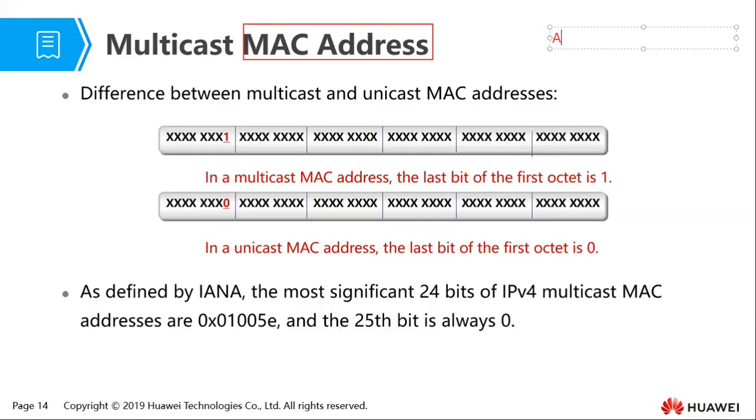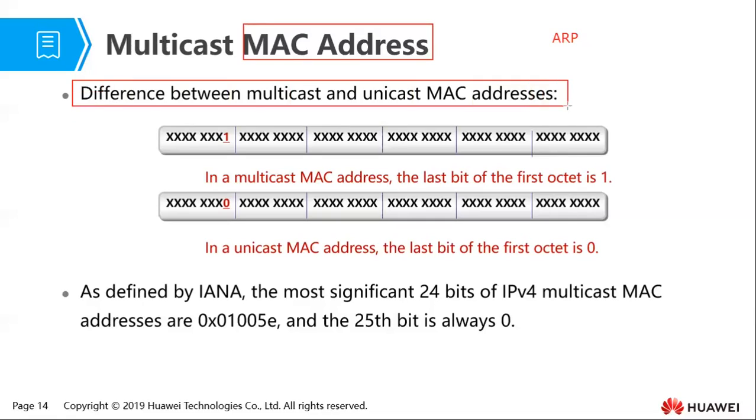Anyone? ARP. Exactly. So in unicast scenarios, we use ARP to learn the MAC address. So what about in multicast scenarios? How do we go about it?